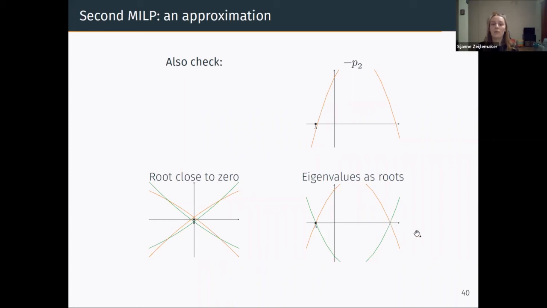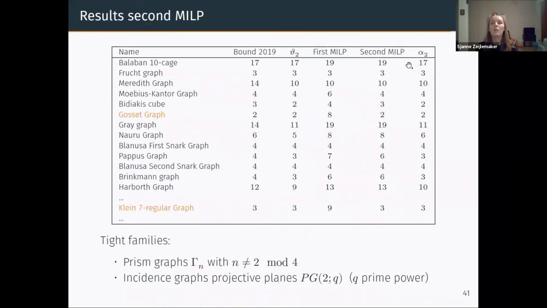So in this more controlled setting, we can actually check more closely for rounding errors and ensure that we actually get the correct result. Now, even though we are restricting ourselves quite a bit, we can see that for this second mixed integer program, we already get much better results than for the first one. So in particular for these graphs that I highlighted here, the Gaussian graph and the Klein 7-regular graph, we get an improvement of 6. And for example, this Klein 7-regular graph has eigenvalue 0 with a large multiplicity. So we indeed see that this case where we were hoping to get an improvement actually works in certain cases.